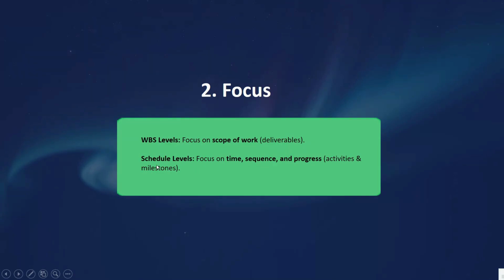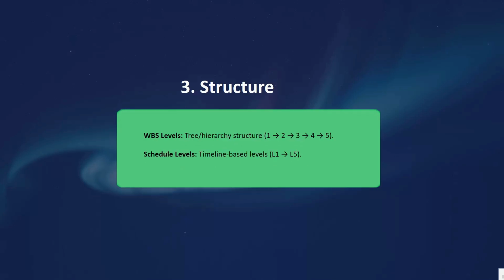Then the schedule levels focus on time, sequence, and progress. And I have just mentioned here activities and milestones. So WBS is all about scope and deliverables. Then scheduling is all about time, sequence, and progress. After that we have here structure, numbering, and the differences.